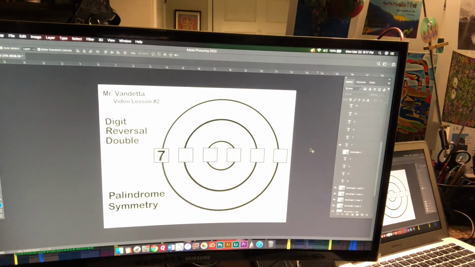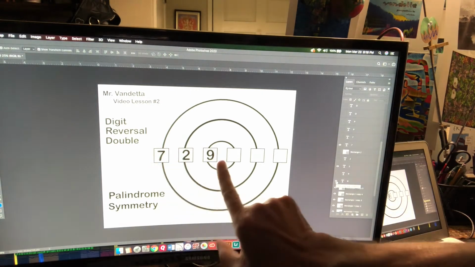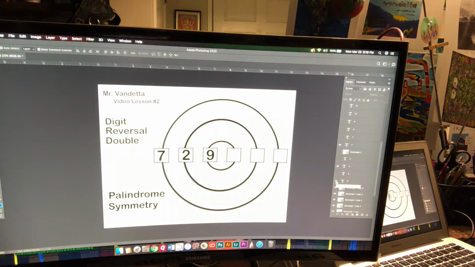Now, let's put the digit next to the 7. That's going to be a 2. We need one more digit right there, and that's going to be a 9. So now we have a 7, a 2, and a 9 together.